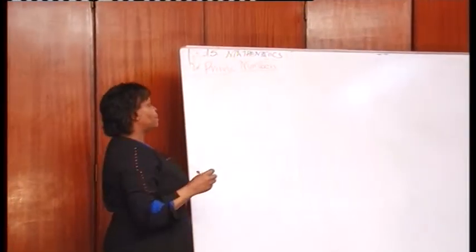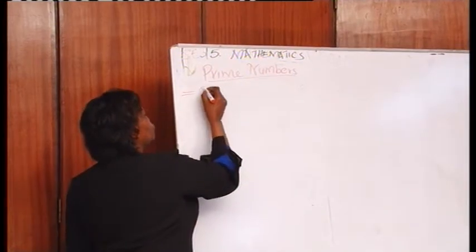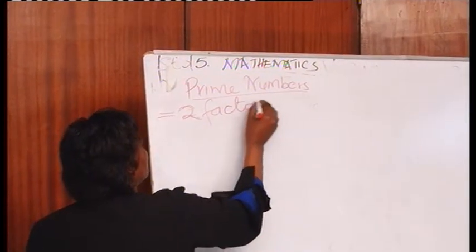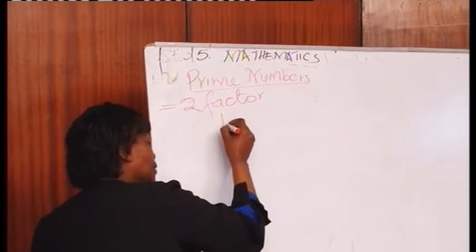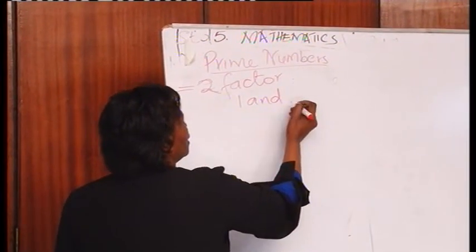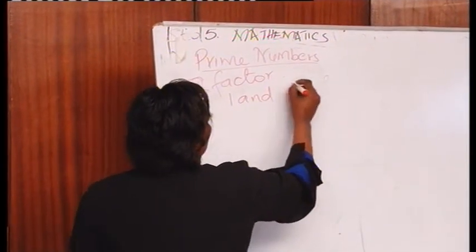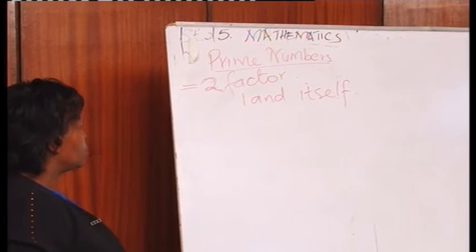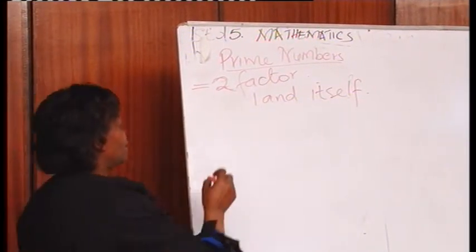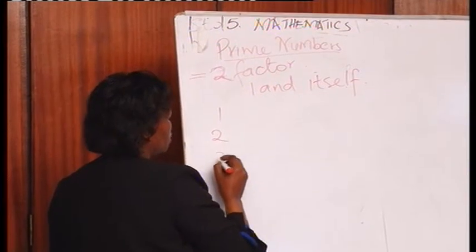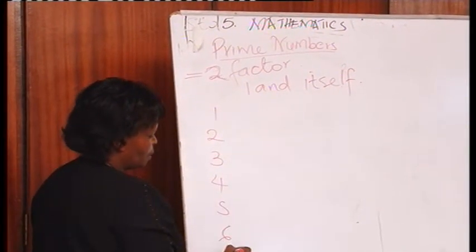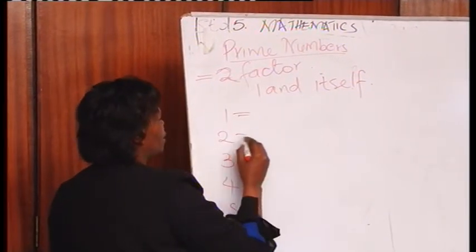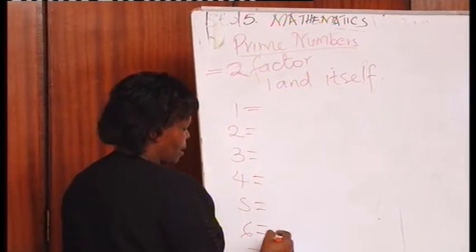Prime numbers are numbers that have only two factors, and these factors are supposed to be only one and the number itself. So when we talk about the prime numbers, we can start from 1, 2, 3, 4, 5, 6, 7, 8, 9, 10, 11, 12, and we would want to find out whether these numbers are prime numbers.